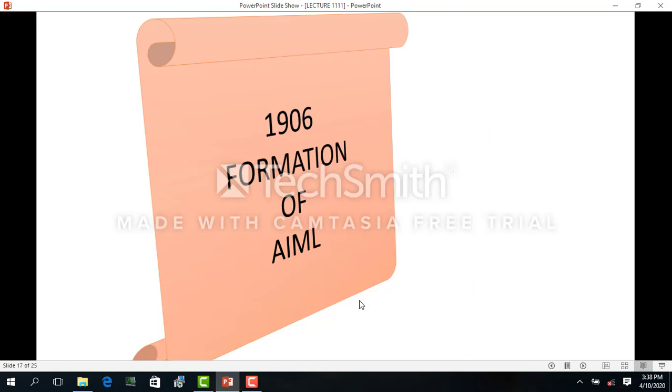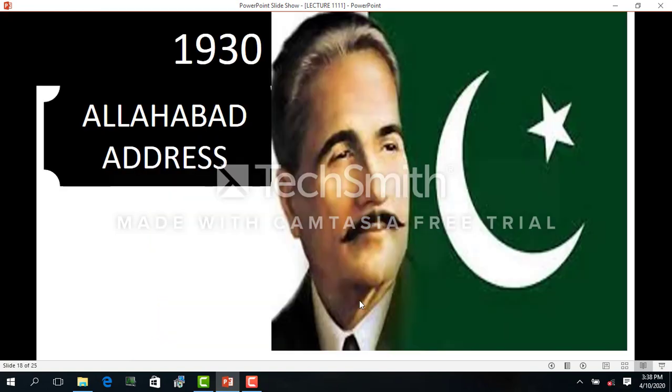1906, formation of the All India Muslim League. After 1906, many reforms were introduced in the subcontinent, like the Minto-Morley reforms and the Montagu-Chelmsford reforms. But we will go toward 1930, the Allahabad Address. In 1930, Allama Muhammad Iqbal presented his famous Allahabad Address, in which he presented the idea of a separate Muslim state.